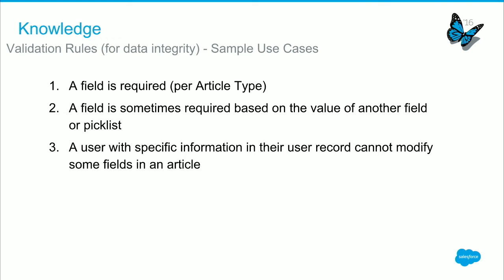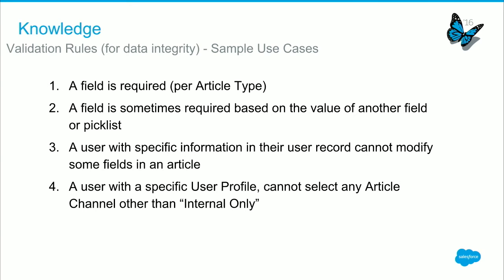You can say that it's required if the value of another field is set to something specific, either a pick list or just a regular text field. So you can kind of make it dependent: if one field is set to a certain value, then I have a dependency that this value in a separate field has certain requirements around what is contained there. I'll demo that. It's a little easier to see it, but then you may also have a user with specific information in their user record that they can only modify certain fields in an article. So I can show you a demo of that as well. And you could say that a user with a specific user profile also can only set, for example, the channel.